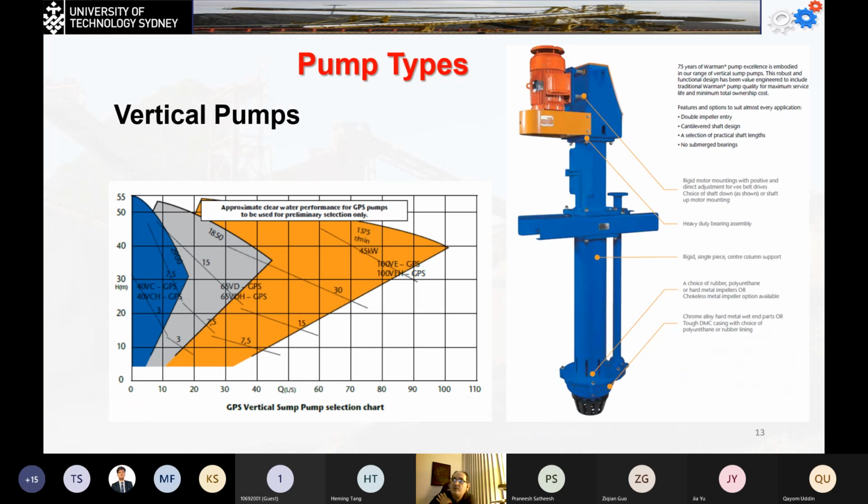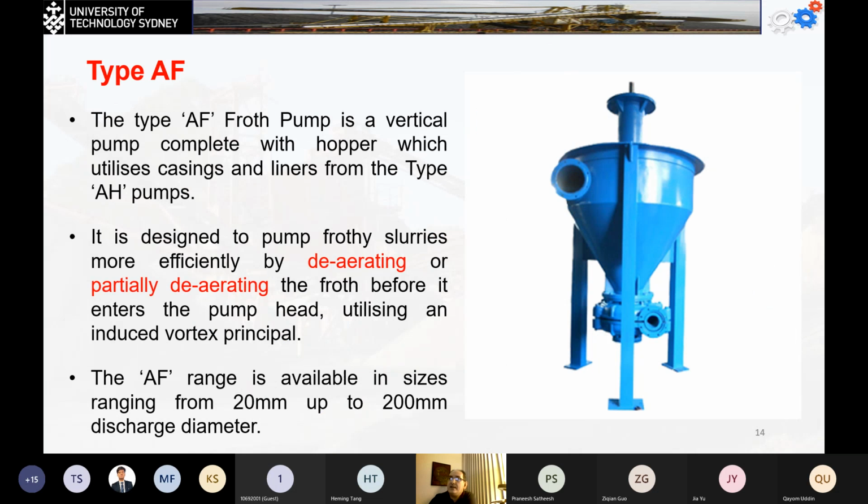We can have vertical pumps like the submersible pumps. This part is submersible within the liquid, and the motor is at the top. It has the impeller here, generating the pressure that pushes the material and feeds the system. This one usually has less efficiency than all the other types. We have the type AF, which takes the materials from the vertical direction and sends it to a horizontal direction. It has a type of cyclone to increase the efficiency of the pump.